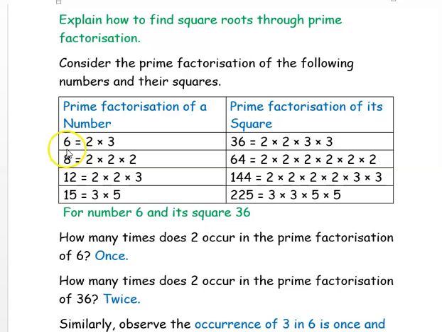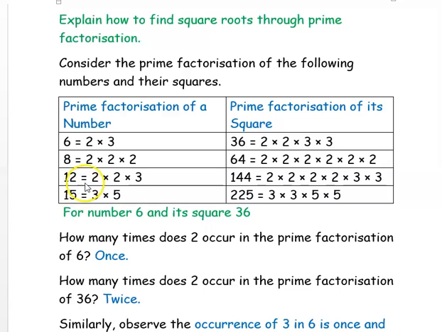Suppose you take the number 6. The prime factors of 6 are 2 times 3. So 3 and 2 are the prime factors of 6. If you take the number 36, the prime factors are 2 times 2 times 3 times 3. Now if you take the number 8, the prime factors of 8 are 2 times 2 times 2. And if you take 64, the prime factors are 2 times 2 times 2 times 2 times 2 times 2.